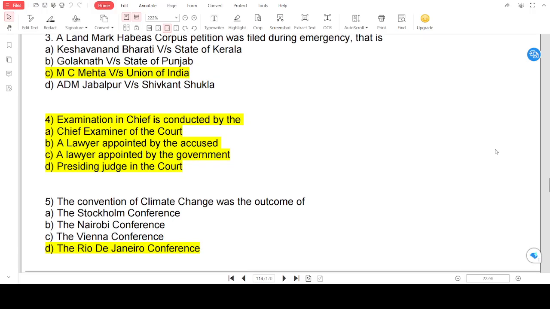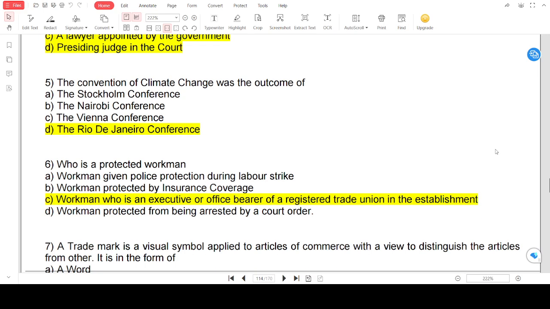The Convention on Climate Change was the outcome of the Rio de Janeiro Conference. Who is a protected workman? A workman who is an executive or office bearer of a registered trade union in the establishment.